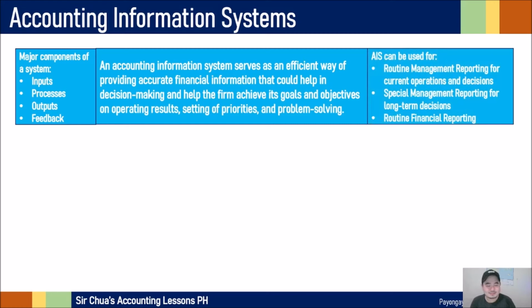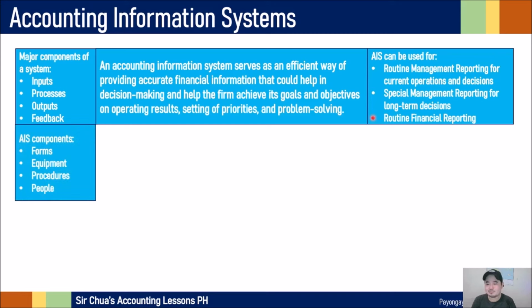Now, the AIS can be used for, number one, routine management reporting for current operations and decisions. So you use it for management accounting purposes for current operations. The AIS can also be used for special decisions, especially long-term decisions. Should we buy a new factory? Should we buy a new land? Our capital budgeting decisions can also be handled there. And of course, you use your accounting information system for routine financial reporting, our financial statements, journalizing, posting, trial balance. That's where those come in.